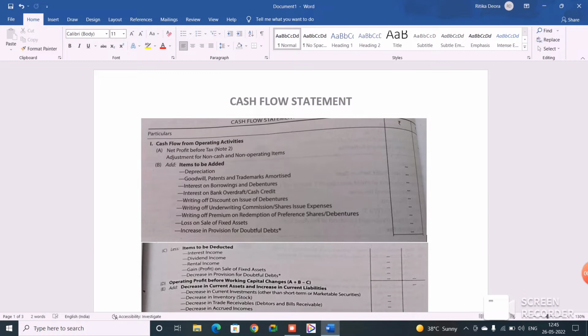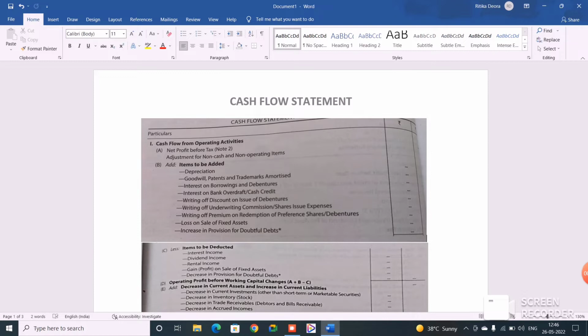Now, if you look at the format, you might be a little confused about why we are adding or subtracting certain items under the cash flow from operating activities. This is because we are following the indirect method. Please pay attention to this: we are not directly adding up the operating activities, because operating activities include all the activities relating to the business in which the firm is engaged.